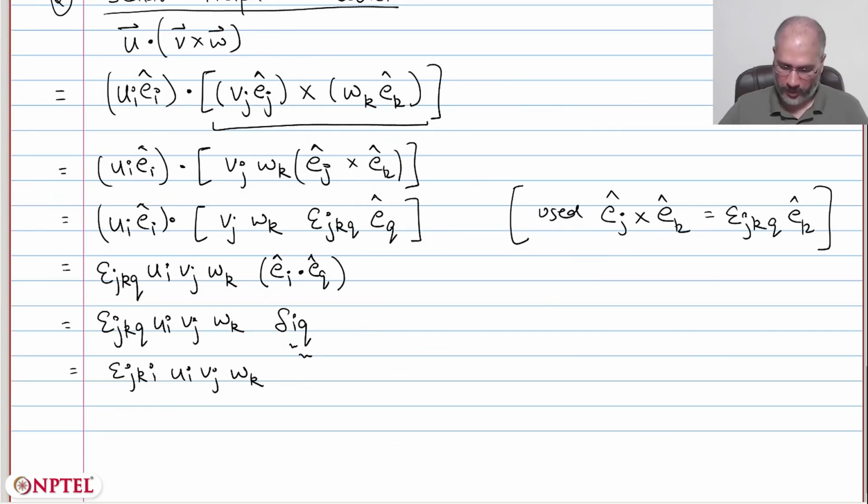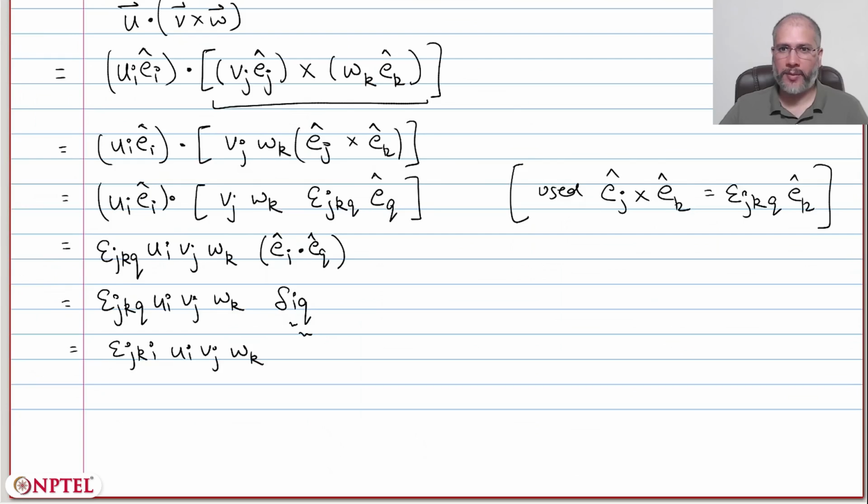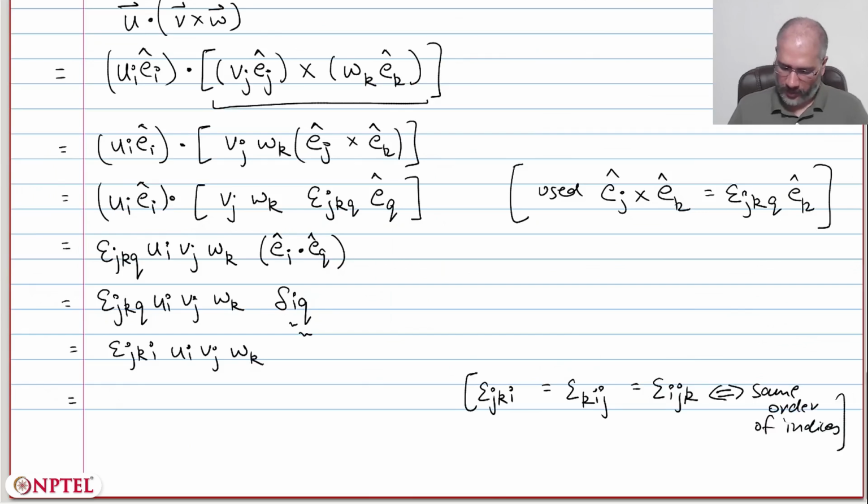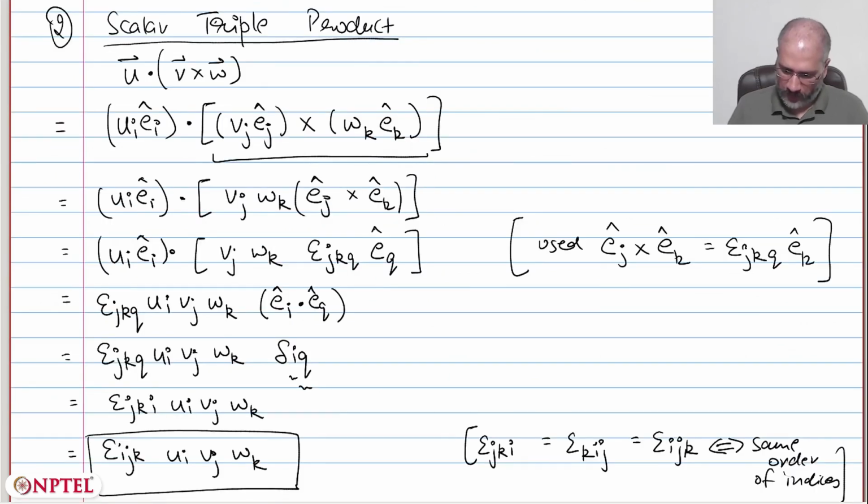All right, so this is the expression, and you already know that when you are working with epsilon, it's the order of the indices that matters. So as long as you maintain the same order, the epsilon value is the same. So epsilon jki is the same as epsilon kij is the same as epsilon ijk, because it's the same order of indices. So if that is the case, then we can write this as epsilon ijk ui vj wk. So let's box it, and this is nothing but the scalar triple product of the vectors u, v and w, which is actually defined as u dot v cross w. So I'll suggest you try it yourself to get a feel of the indicial notation.